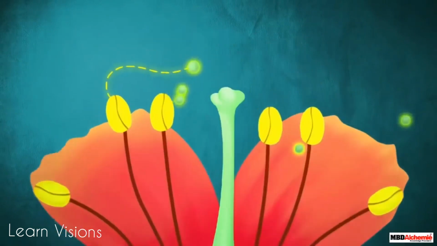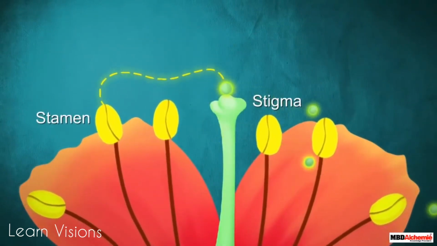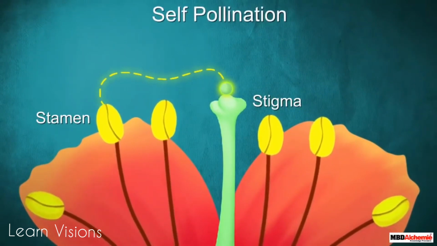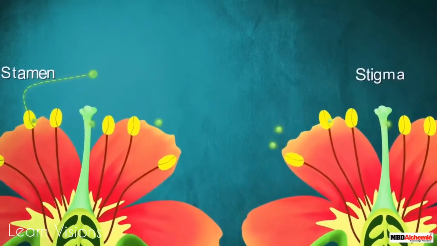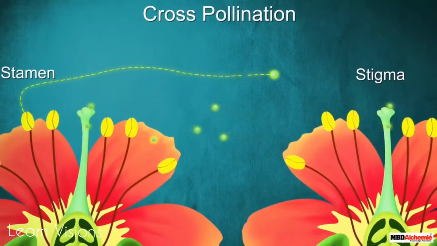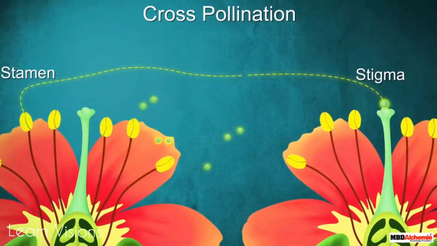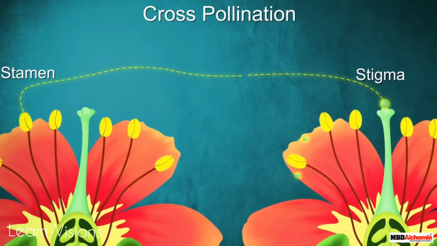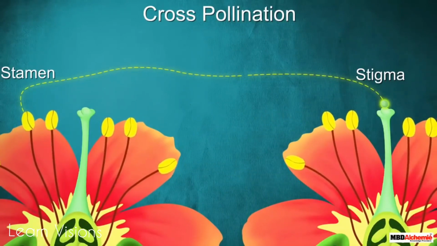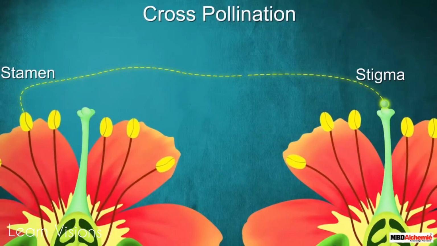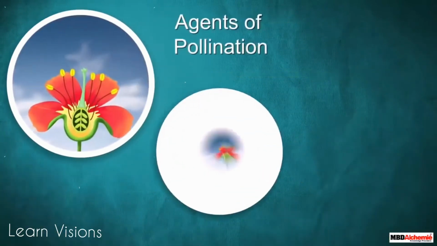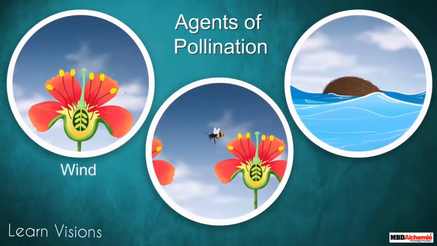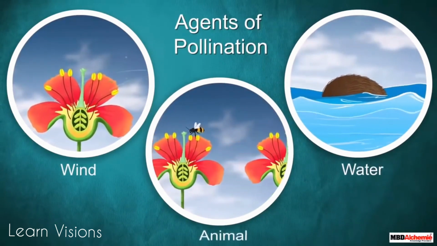If the pollen grain reaches the stigma of the same flower, then it is called self-pollination. And if the pollen grain reaches the stigma of a different flower in the same plant or a different plant but of the same type, then it is called cross-pollination. Pollination occurs by different types of agents of pollination like wind, water, animal.